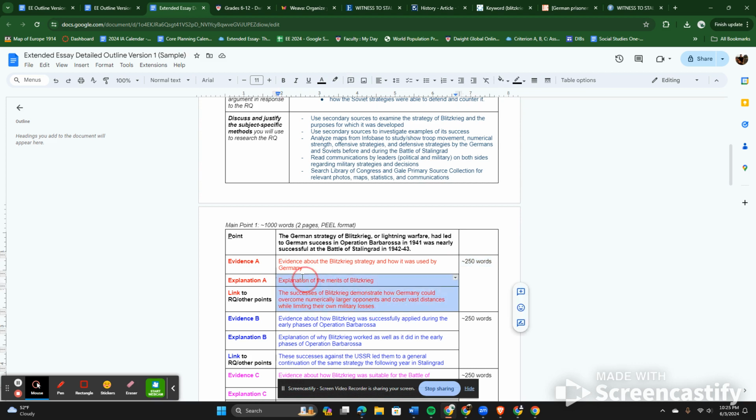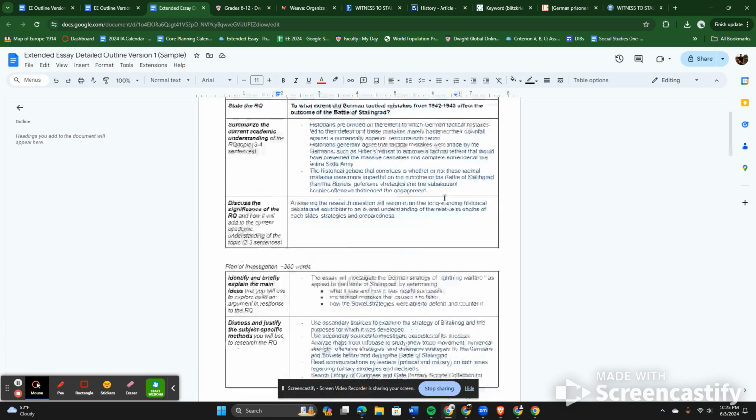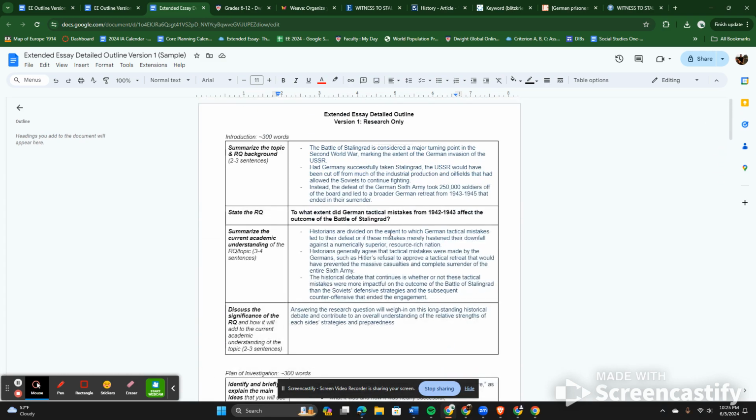This isn't 250 words. I'm just indicating what I'm going to do. I'm not expecting you to have all of your research done and all of your explanations ready to go. So this is an outline. It's detailed because of what we've just looked at here, and especially in this planning phase.